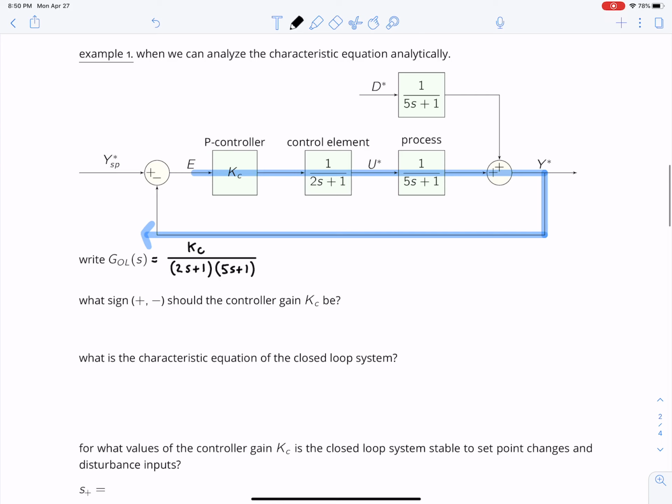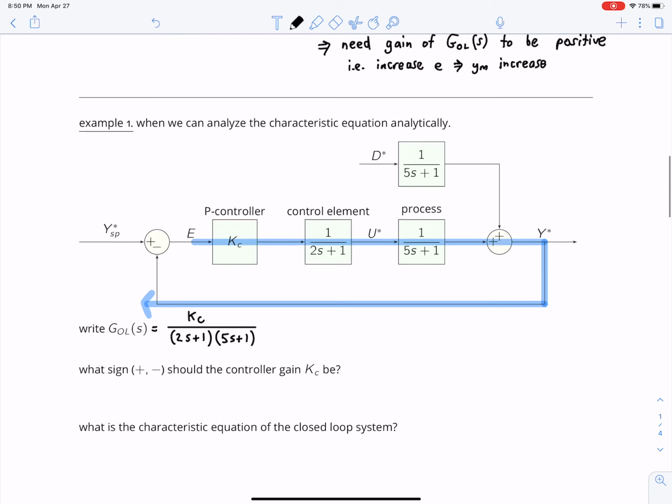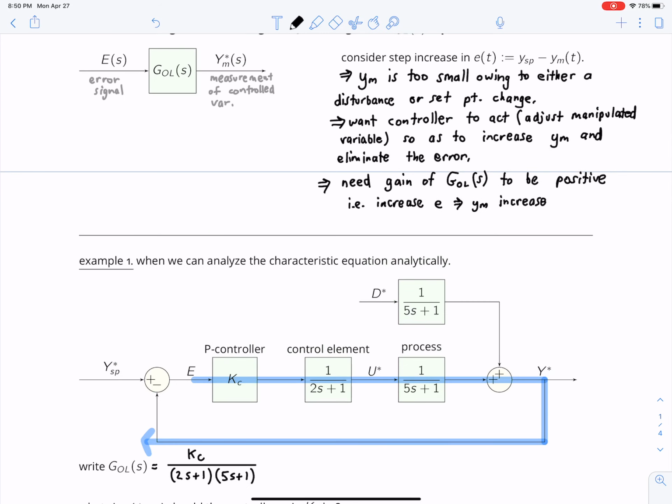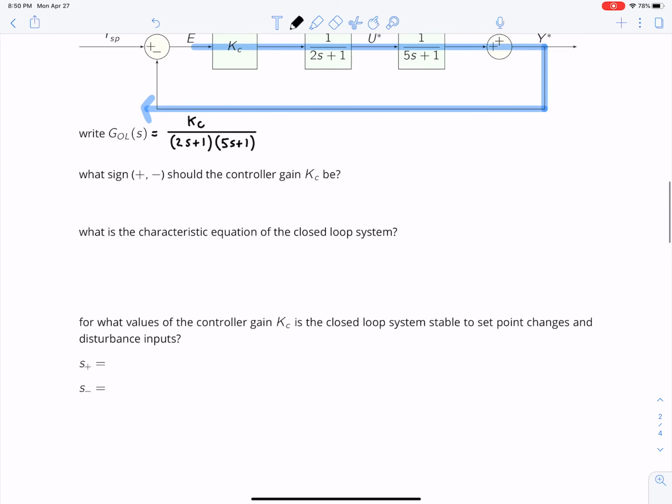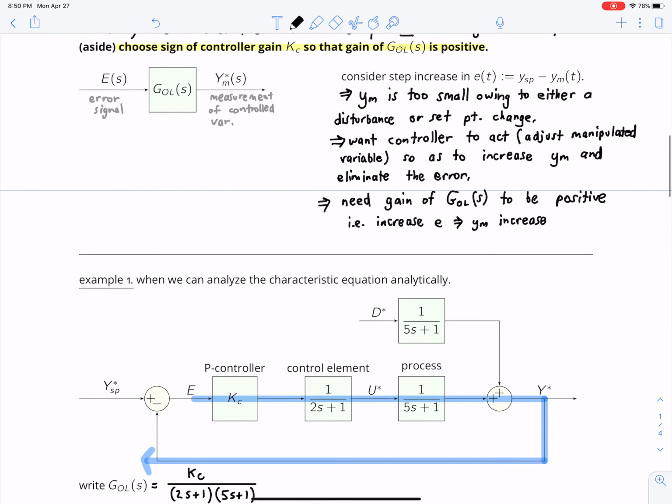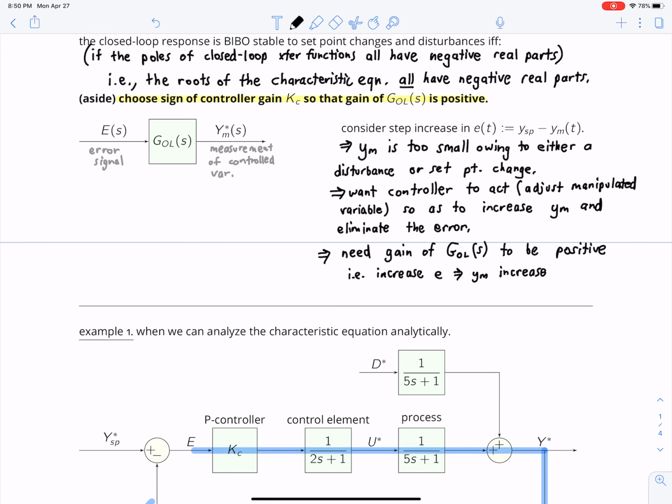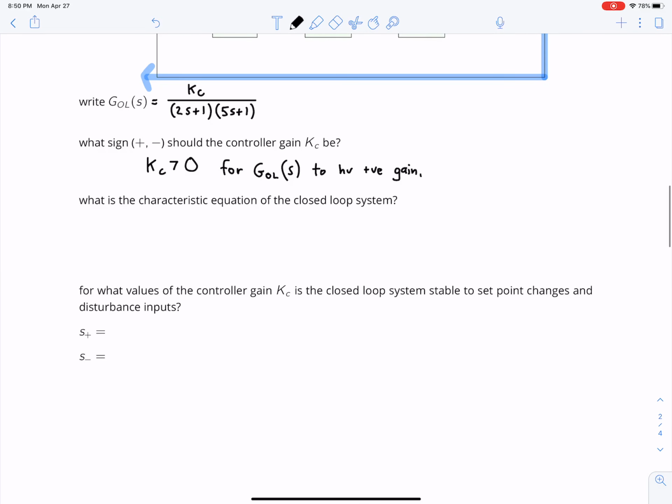So now what sign should the KC be? The controller gain? Well, we argued up here we should choose the sign of the controller gain to give us a positive gain of the open loop transfer function. So we should choose KC greater than 0 for G open loop of s to have a positive gain. Okay? And we're sort of memorizing that right now, but the real reason is because that will give us the correct controller action, as we've argued here. But it's a nice trick.